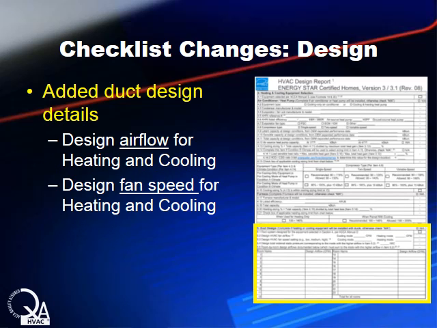And at the bottom of the checklist, the last section is the duct design portion, and this has been expanded slightly. Some new aspects are the design airflow for both heating and cooling. Before there was a design airflow, but it didn't specify, so now they're asking for airflow in both the heating and the cooling mode, and then the design fan speed for the heating and cooling mode. So as a designer, be aware of those two changes.